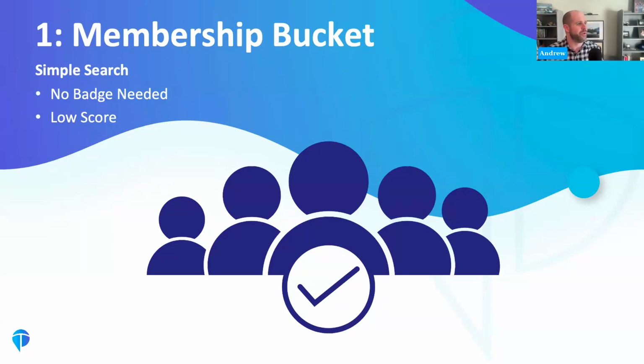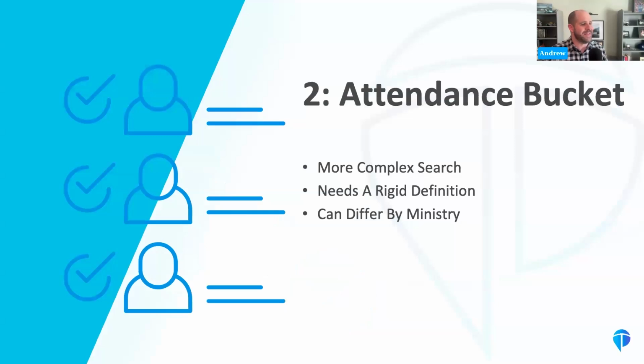So you want to make sure that you're factoring that in, which is a good segue into the second bucket, which is attendance, the attendance bucket. All right. So this is a little bit more complex search. These are people who are actually attending something at the church. They're taking that step of coming down to the building and being involved. This is one that needs a bit of a rigid definition.